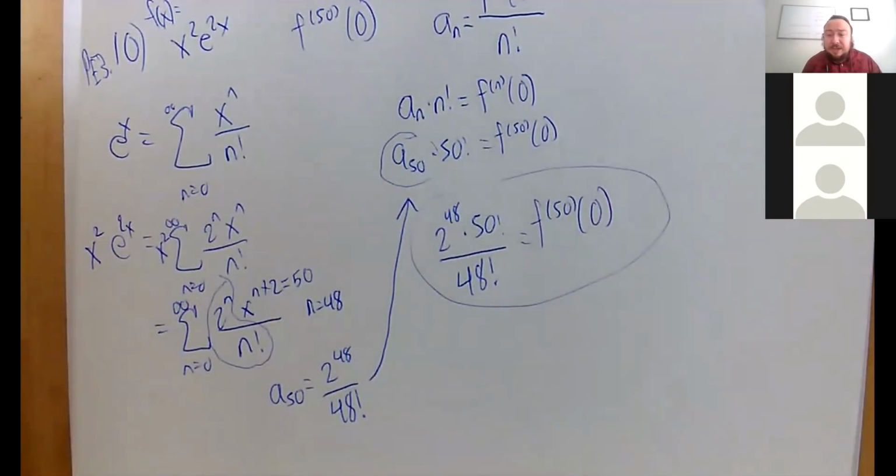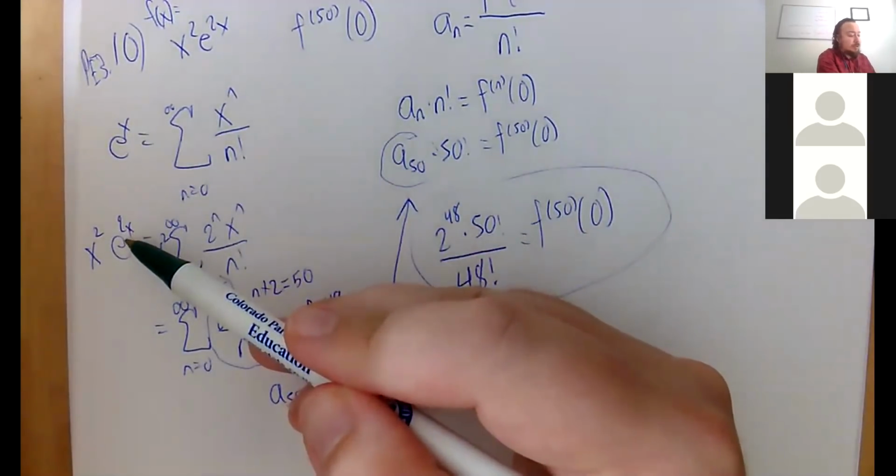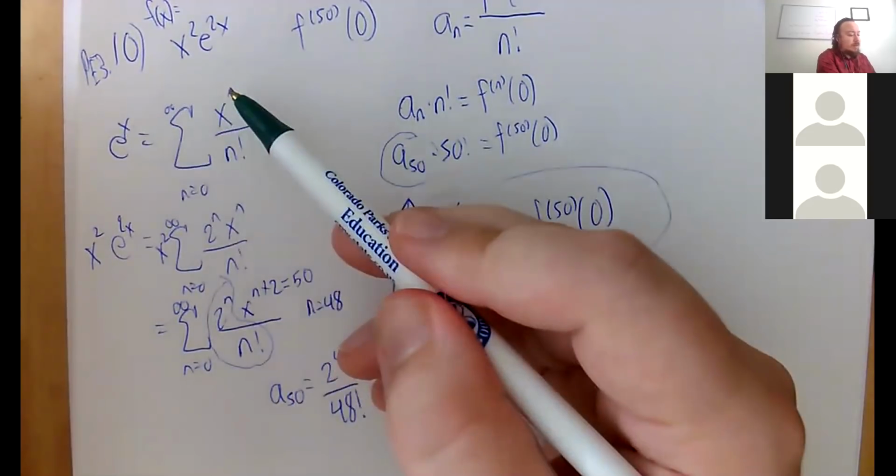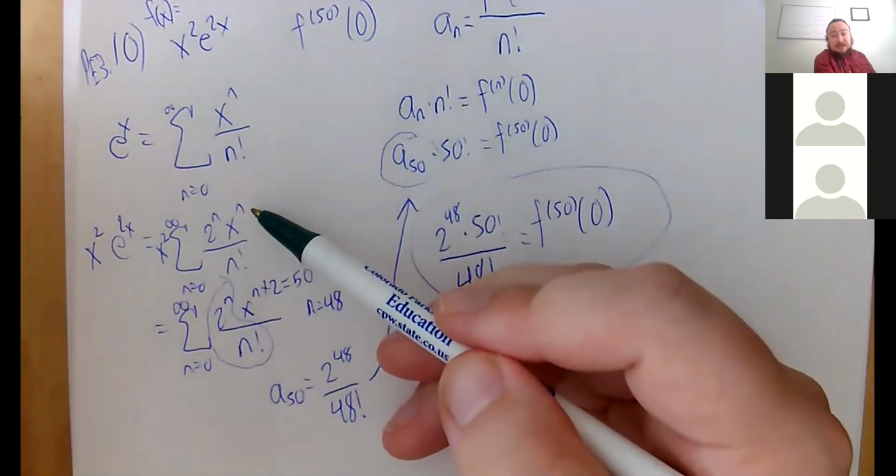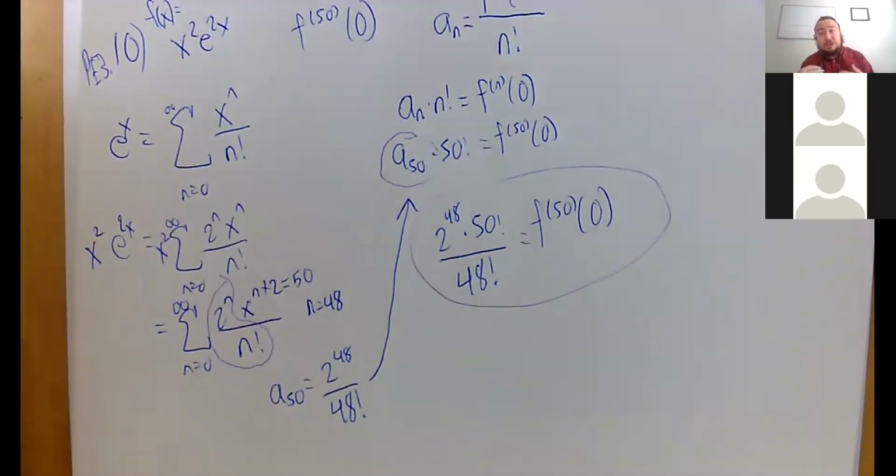Marion asks, if it were e to the x squared, how would it change? Would it be x to the 2n? You're absolutely right. So rather than putting 2x in for the substitution here, if I have an x squared in here, I would substitute that in, and it'd be x to the 2n. And then I would have 2n equals 50, so the n I would plug in for that problem would be 25 to get my x to the 2n.